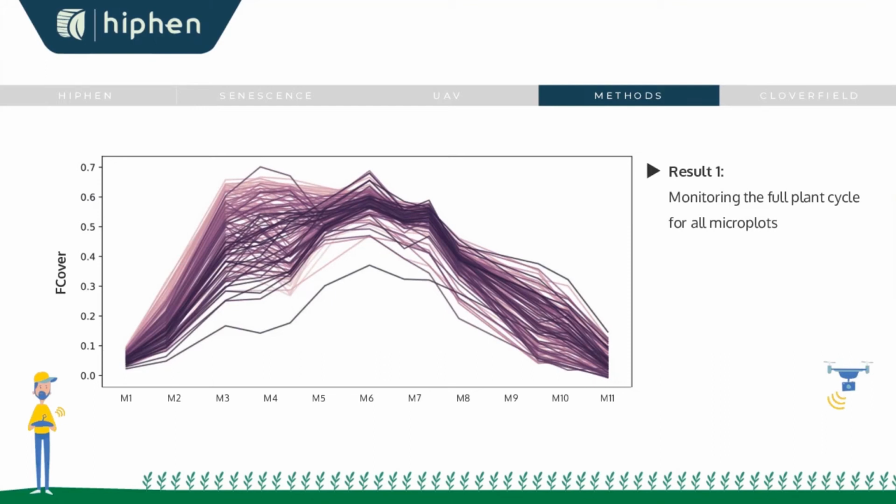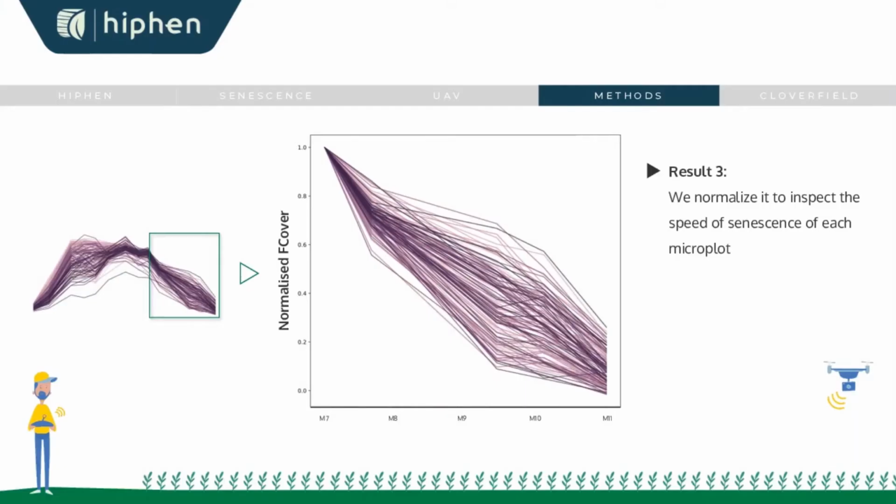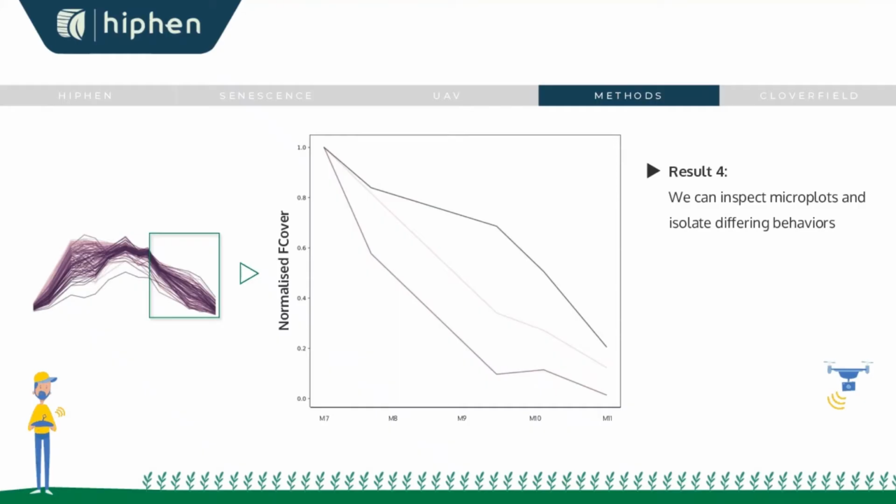Once we get to that stage, what we've done is sort the microplots to isolate some specific behaviors. To start with, we isolate the senescence period. As a second step, we focus on this senescence period, and from that point onwards we normalized it. Here you're looking at a normalized F cover for this period, which allows us to look at the speed of senescence, which is very interesting for us to then inspect the microplots and isolate the different behaviors.